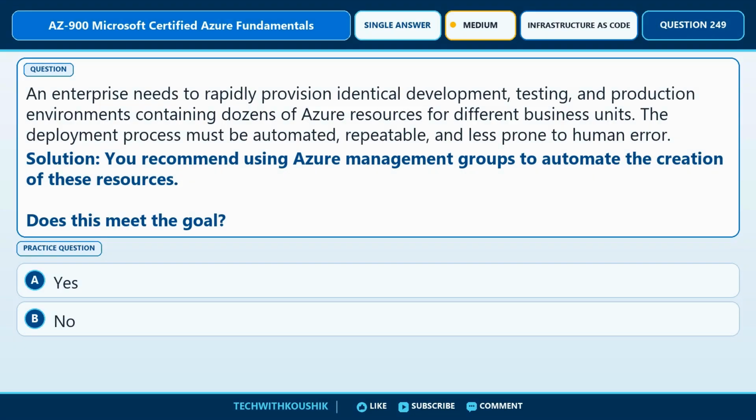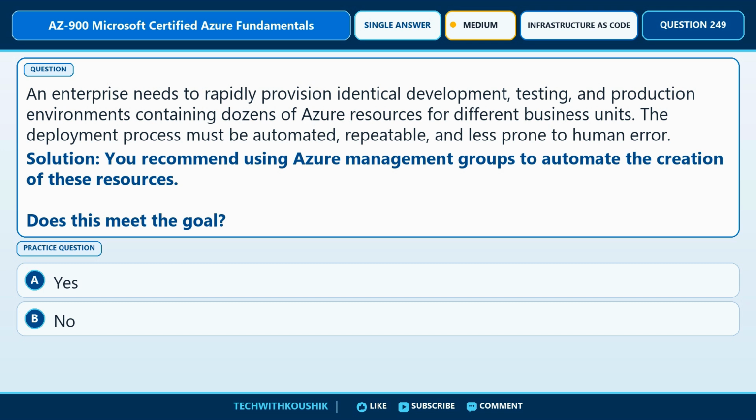See how you handle question number 249. This question takes us into infrastructure as code. Before choosing, identify the key constraint. An enterprise needs to rapidly provision identical development, testing, and production environments containing dozens of Azure resources for different business units. The deployment process must be automated, repeatable, and less prone to human error.